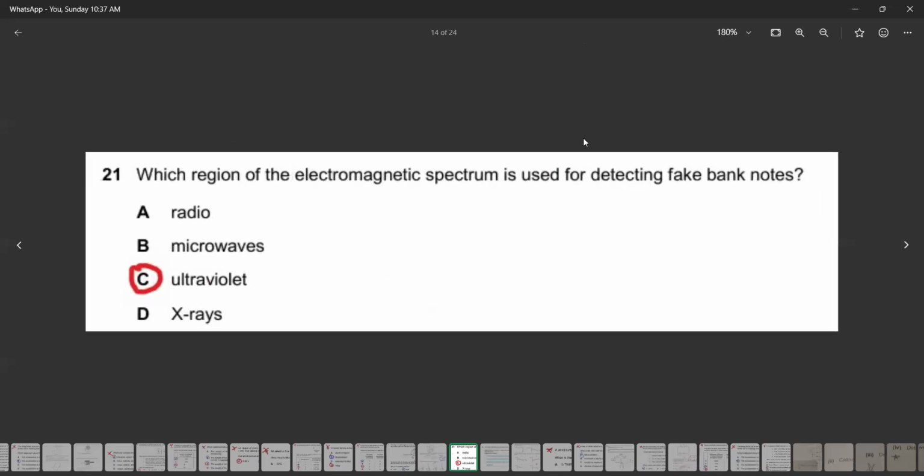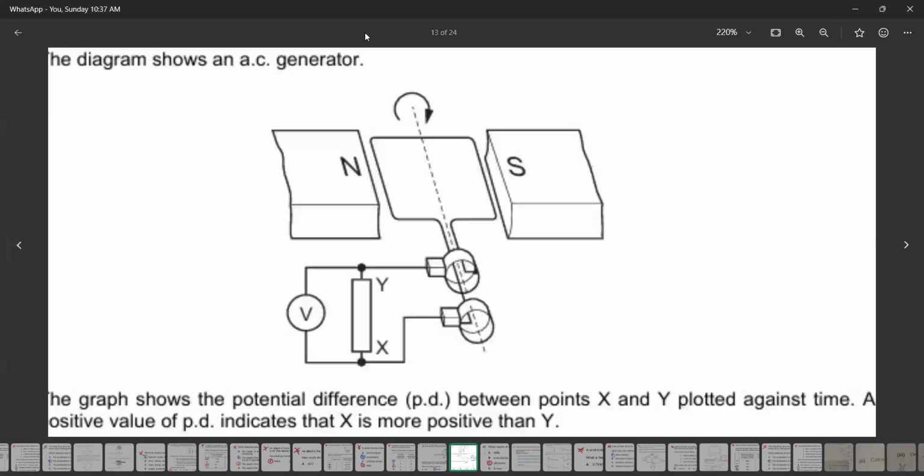Which region of the electromagnetic spectrum detects the fake banknote, because the banknote ink has a trace of UV powder? Since it is AC, that's why the current reverses after 180. Yes, that's right. It's an AC generator. The direction of the current reverses after every 180 degree rotation. Like in the previous question, let's say the current is like this. The next moment, the direction of the current will be reversed. It will move in this way.